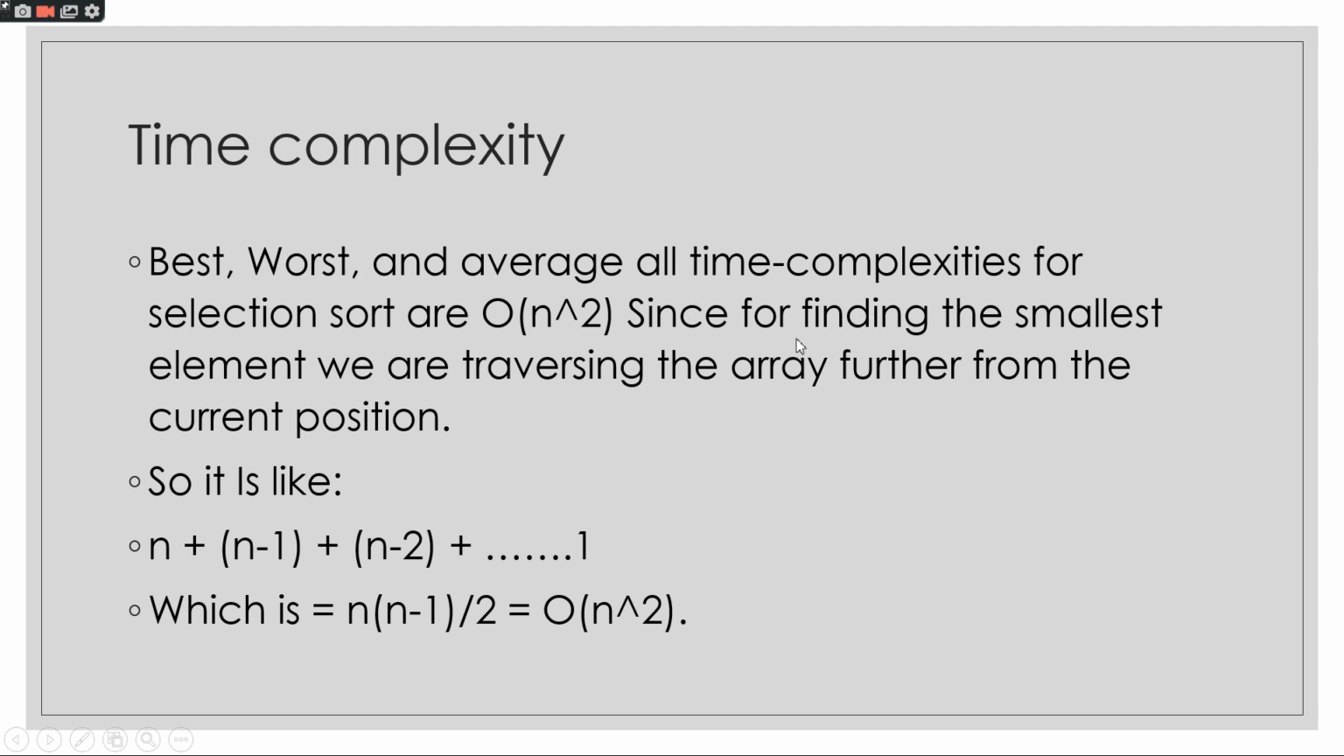So it is like n plus n minus 1 plus n minus 2 and so on. So it is nothing but the sum of natural numbers. That's why I'm saying n into n minus 1 by 2, and the time complexity becomes O of n square.